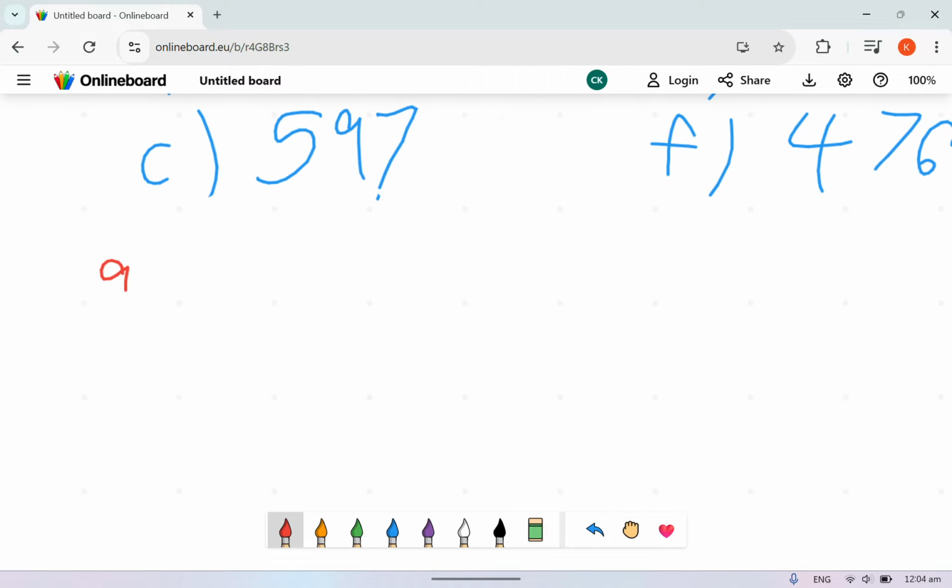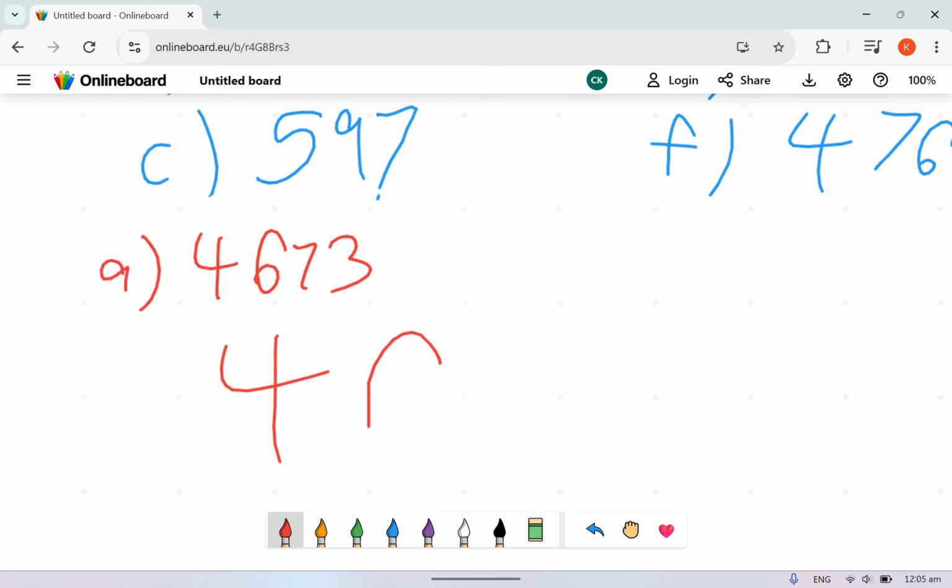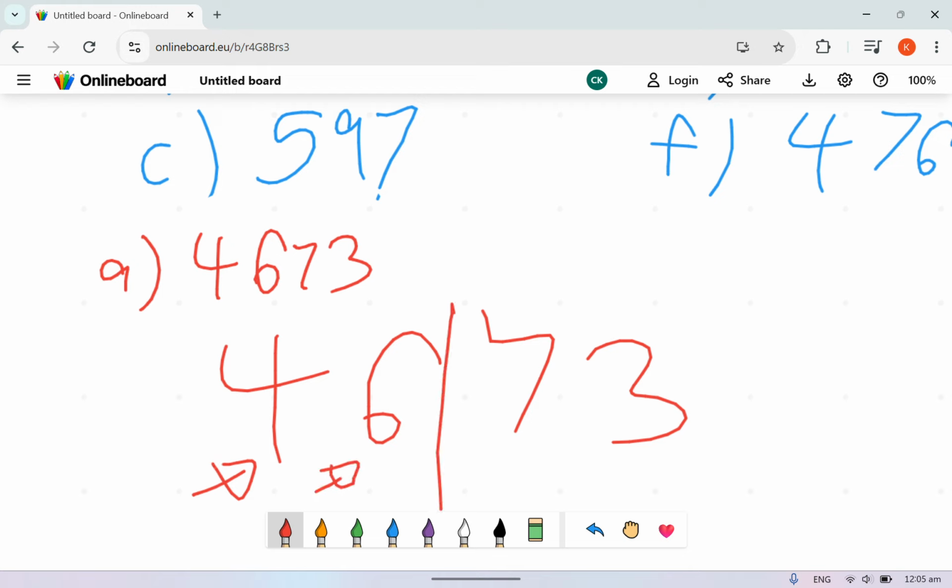4673. So, two significant figures. So, let's do some basic counting. 1, 2. Bye bye. This one is to the right. So, this one will be 4700. Okay?